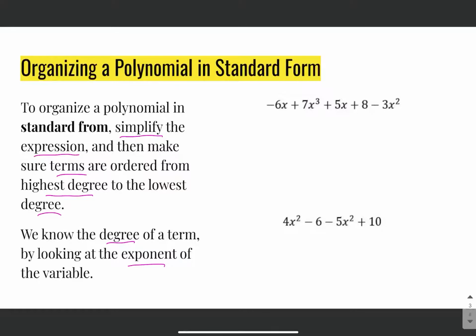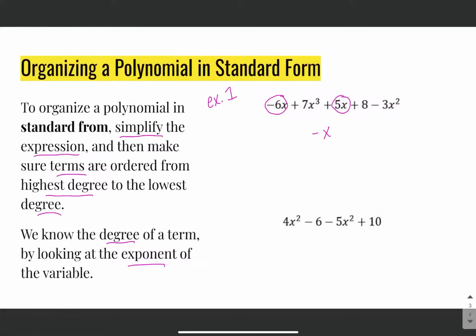All right, so with our first example here, I'm looking at this expression. I'm noticing, okay, I need to simplify. Well, it looks like I can combine. I don't see anything else I can combine, but I do know that negative 6 plus 5 is going to be negative 1x, or just negative x.